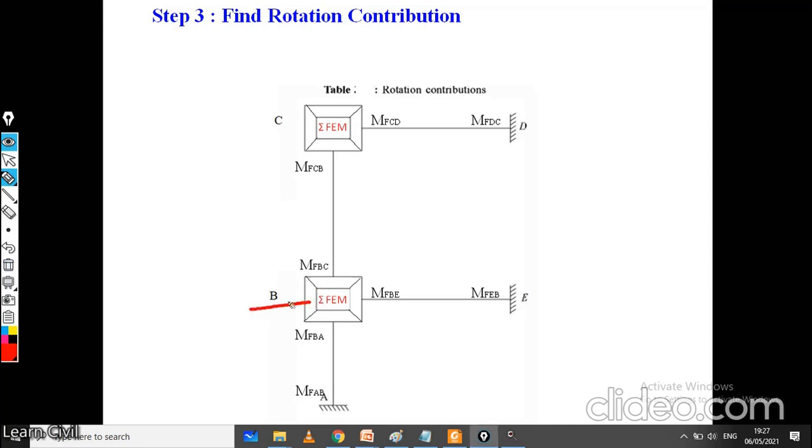So this summation of FEM will be equal to MFBC plus MFBA plus MFBE dash, like this. Then we'll be writing down the rotation factors. We'll be writing down the corresponding rotation factor values here in the small boxes.